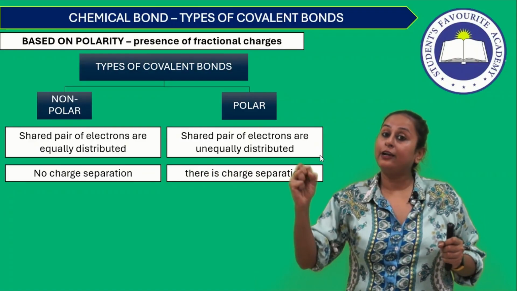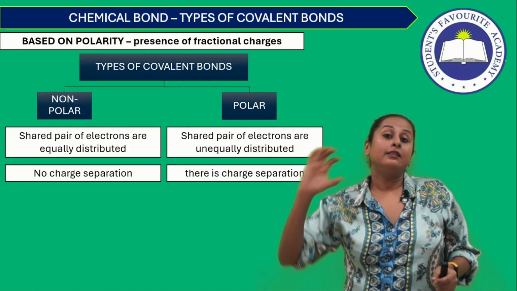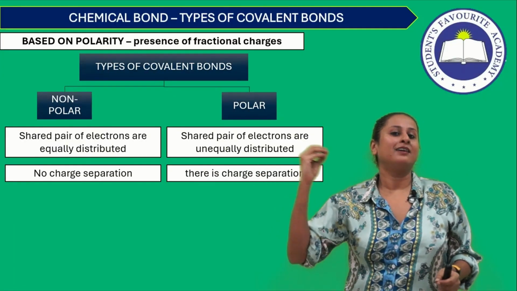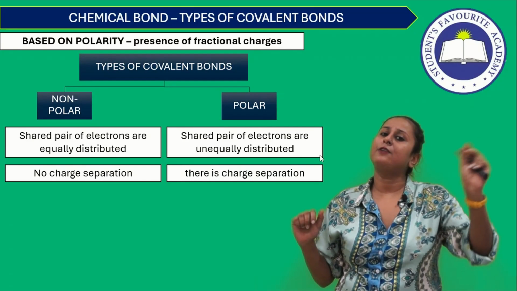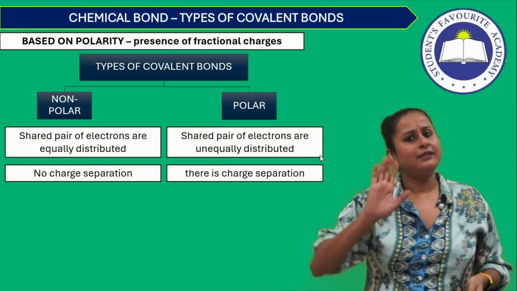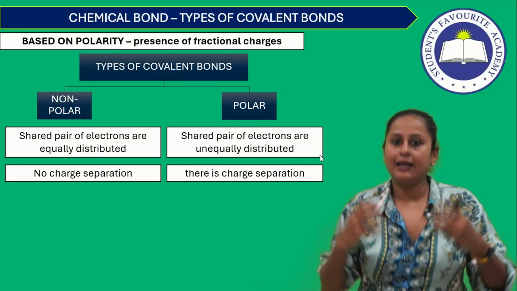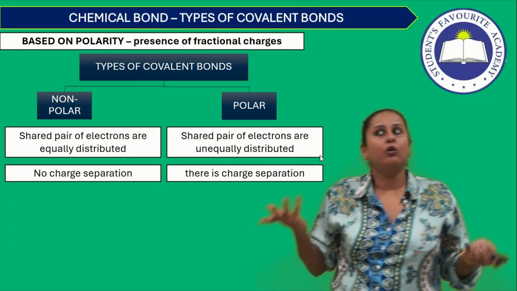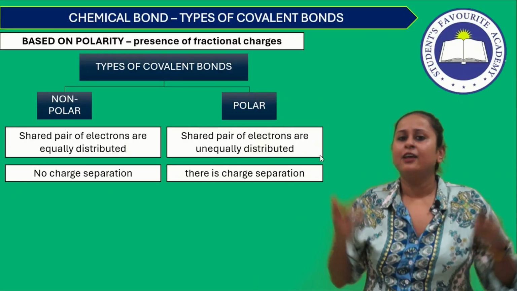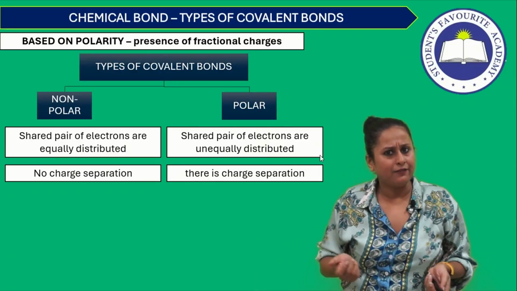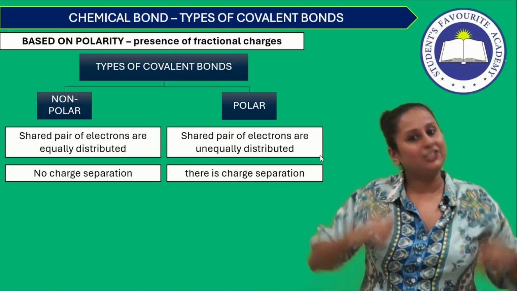That means whichever is more electronegative will pull the pair of electrons a little bit closer to itself. So the more electronegative substance will get a fractional negative charge and the less electronegative substance will get a fractional positive charge. So there is a charge separation there. When the atoms are of the same element, for example chlorine combining with chlorine, they won't have any difference in electronegativity, isn't it? Difference in electronegativity is the thing that causes the charge separation.